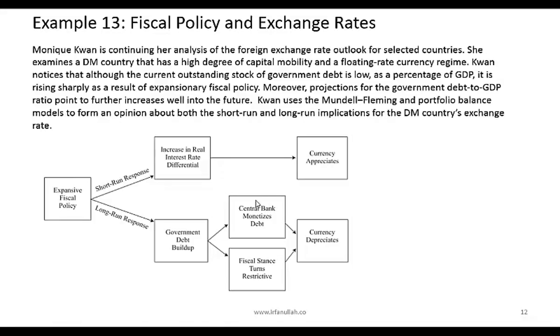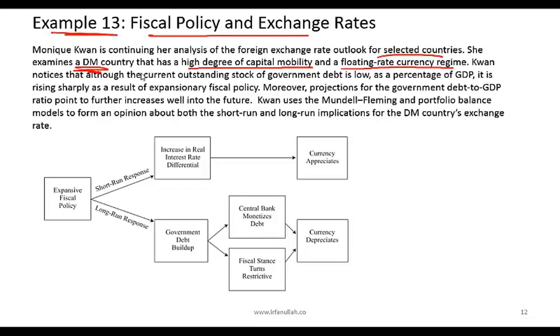All right, here is another useful example, number 13, fiscal policy and exchange rates. We continue with Monique Kwan and her analysis of the foreign exchange rate outlook for selected countries. She examines a DM country that has a high degree of capital mobility and a floating rate currency regime.